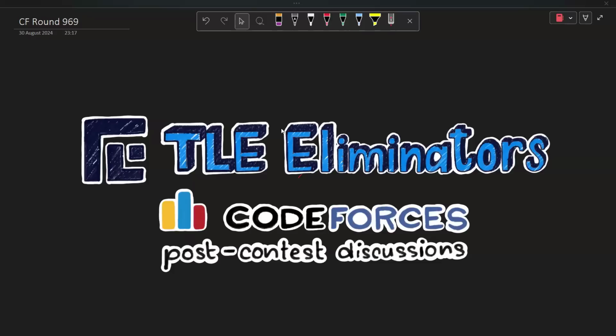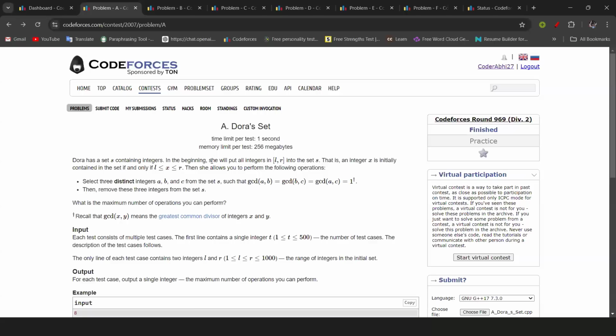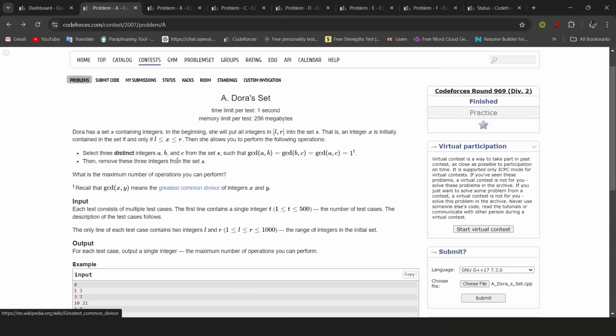So today we'll be discussing all the 6 problems of Div 2 for this contest. So let's discuss the first problem. Dora has a set S containing integers.